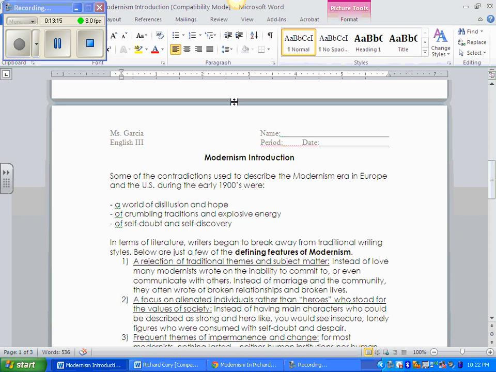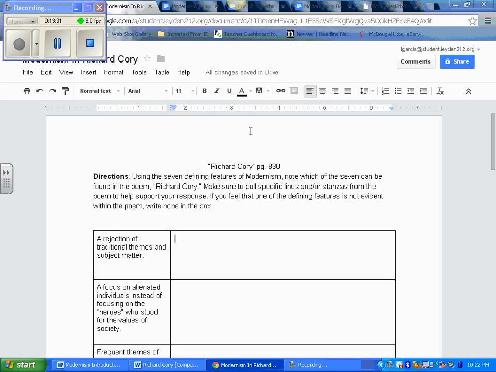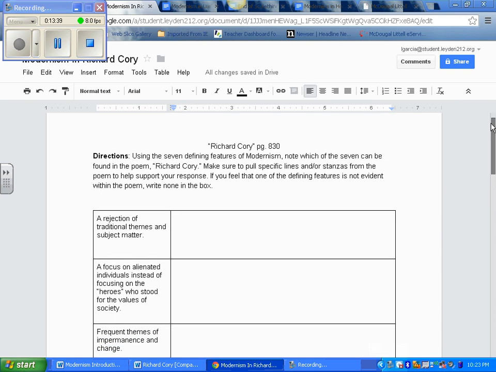So now that you have the basic definitions, I want you to bring up your Richard Cory doc that I shared with you and have out the Richard Cory poem. So the poem was in a paper copy. You should have it. Okay. And then the doc that you want to have out, again, is one that I already shared with you. Okay. It should be in your drive. Once you have those out, I'm actually going to model for you what I want you to do.